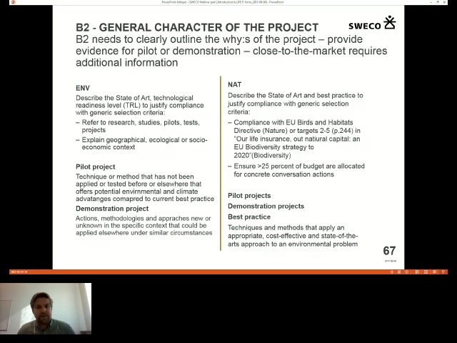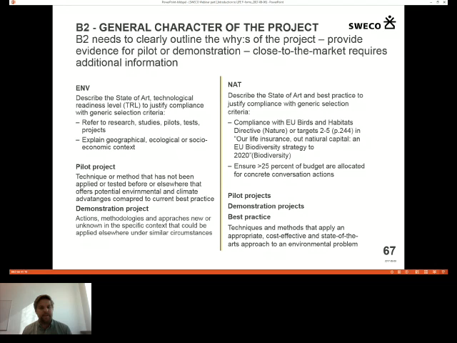Nature, the subprogram on nature, looks a little bit different. Here you still need to, of course, describe the state of the art, but there is a larger emphasis on best practices to justify the compliance with the different selection criteria that the LIFE program puts up. So for nature, you could still carry out pilot and demonstration projects, but the absolutely most common projects are best practice projects. That is basically to bring techniques and methods that have been successfully applied somewhere else into a new area. So this is, I would say, a higher technology readiness level.